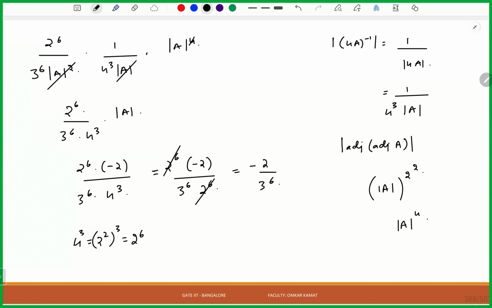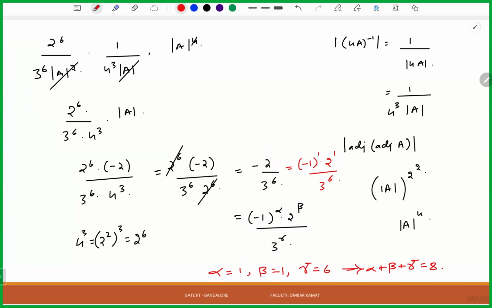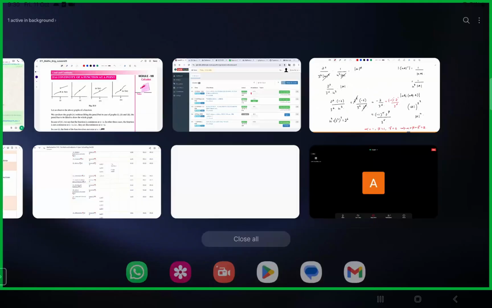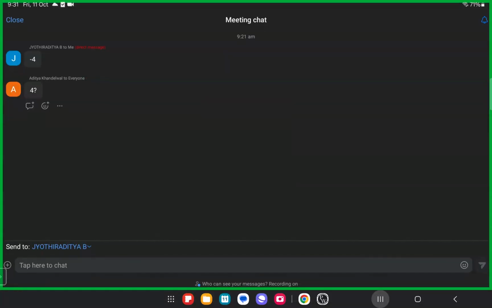So they are telling that it is of the form minus 1 to the power of alpha, 2 to the power of beta divided by 3 to the power of gamma. So if we see the values here, this can be written as minus 1 to the power of 1, 2 to the power of 1 divided by 3 to the power of 6. So alpha value is 1, beta value is 1, and gamma value is 6. If we add all this, alpha plus beta plus gamma is 8. That is what they are asking. Find the minimum value, belongs to natural numbers. No, they all got it wrong. Okay, the answer is 8. Fine.